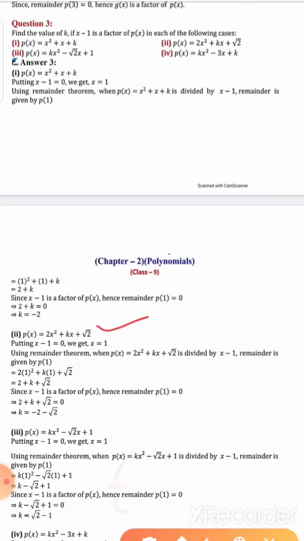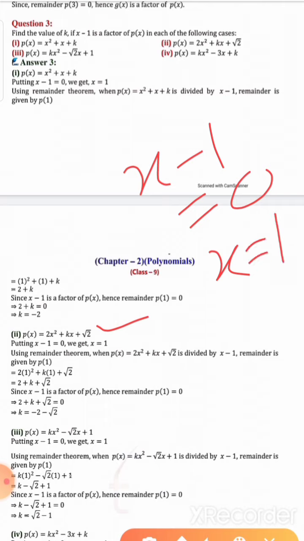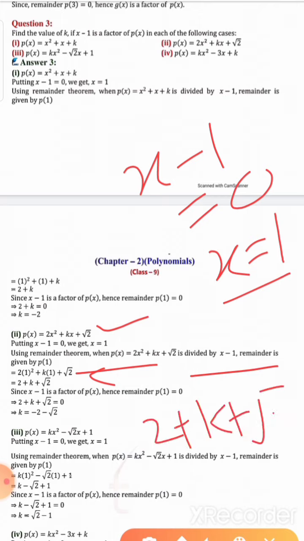Similarly, we solve question number 2. Here the polynomial p(x) is given by 2x² + kx + √2. Again we find the root of x − 1. We get the value of x as 1. Substituting, by using the remainder theorem, our remainder is given by p(1). So substituting x = 1 in our polynomial, we get p(1) = 2 × 1² + k × 1 + √2. Simplifying this step, we get p(1) = 2 + k + √2.